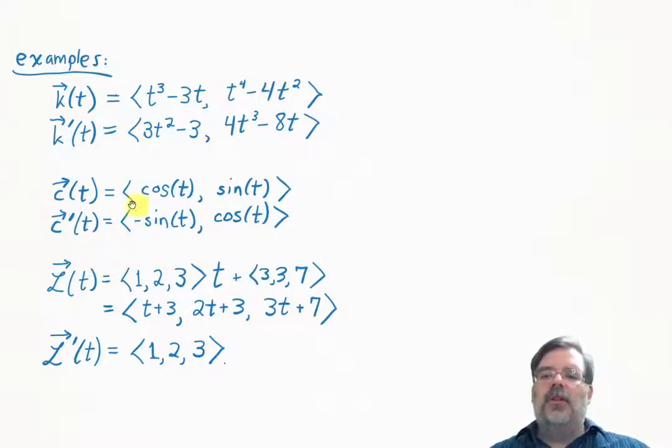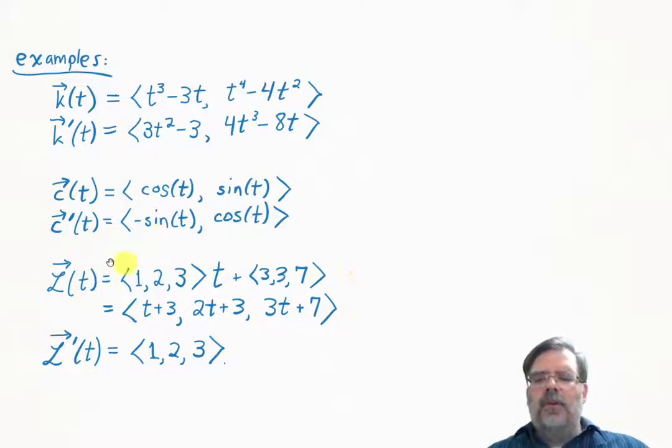What about the circle function? C of t is equal to cosine t comma sine t. Well, c prime of t would be the vector negative sine t and cosine t. Right? The derivative of sine is cosine. The derivative of cosine is negative sine.